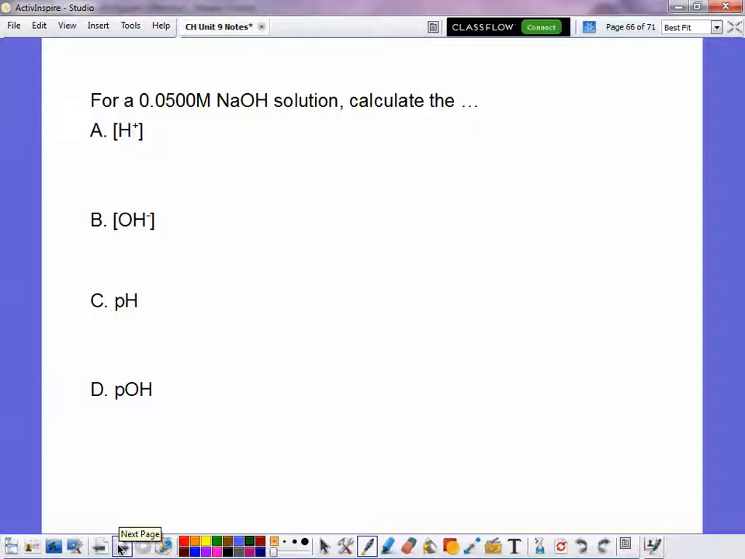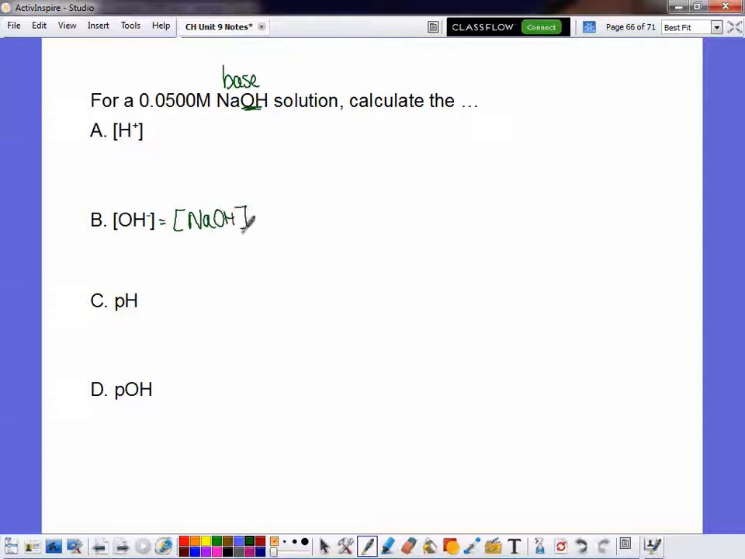What type of substance is NaOH? It's a base because it ends in hydroxide. We have OH minus ions. So which concentration can I get from the base concentration? The OH minus concentration is going to equal the concentration of my base, in this case NaOH. So what is my hydroxide ion concentration? 0.0500 molar.